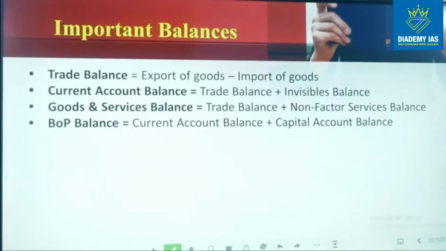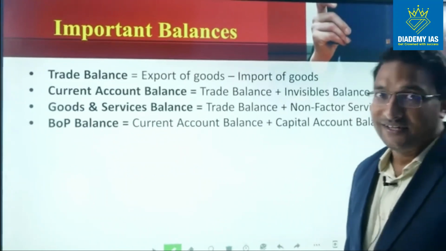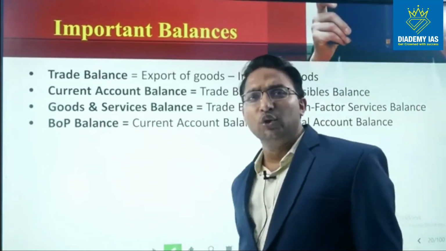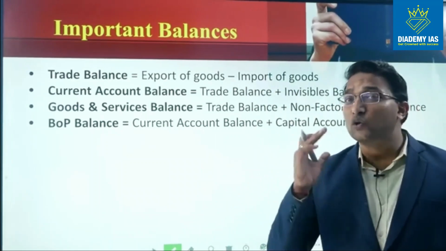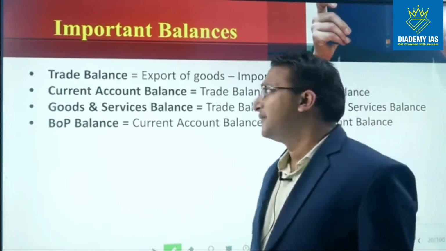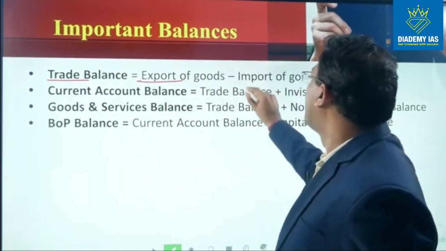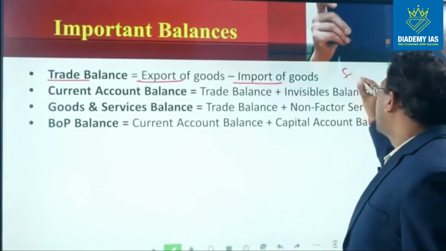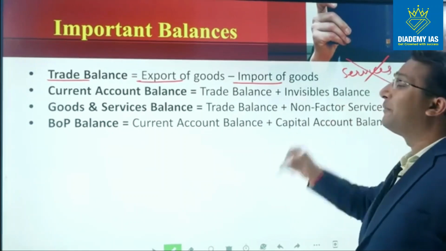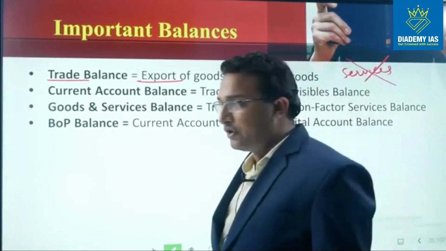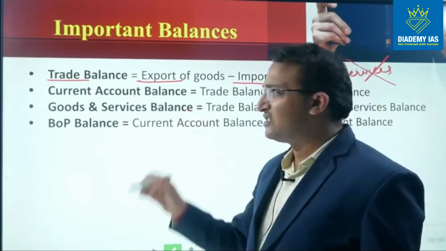Now let us discuss the important balances. I hope you remember these balances. I have already discussed in the first session only. Here I am giving you for revision purpose and for ensuring that you get 100% clarity about these balances. So trade balance means the export of goods minus the import of goods. So here we do not include the services. Services are not included. Only and only the merchandise item, the goods are included. Only and only the visibles are included, right? So trade balance or balance of visibles.